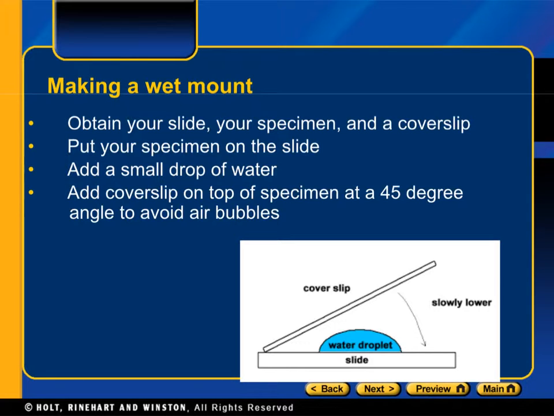So the first thing you would do is put your specimen on the slide, and then you want to add a small drop of water. And so you can see the water droplet on the slide in the picture. Then you want to add your cover slip at a 45-degree angle. And so once you get that angle, you just want to slowly lower it on top of that drop of water, and that should minimize the air bubbles that would show up on your view.